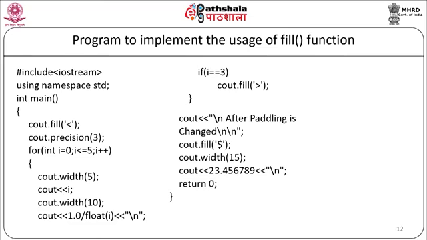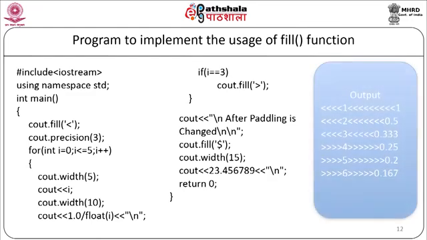Now when the above code is compiled and executed, it will produce the result as the less than sign 1 and the value 1. So 1, 2, 3 will be printed with the filling character as less than, and then values 4, 5, 6 will be printed with the filling character as greater than sign, and then the last value is printed, 23.456789, with the filling character dollar.